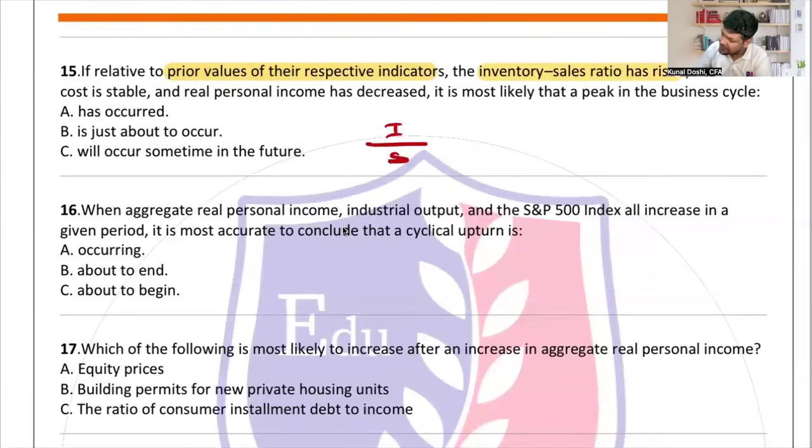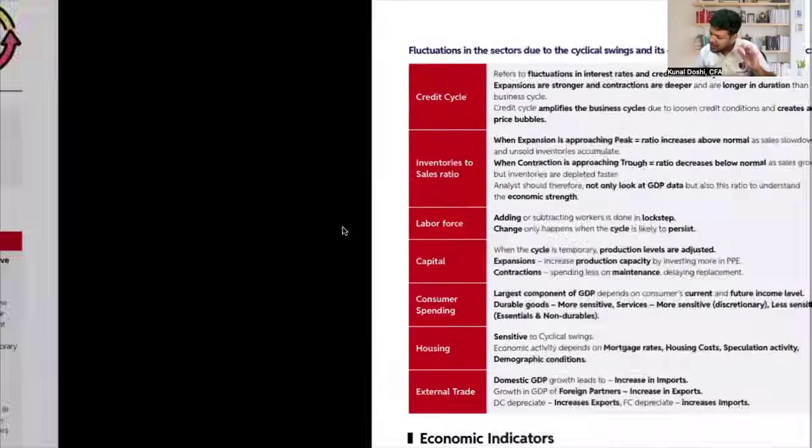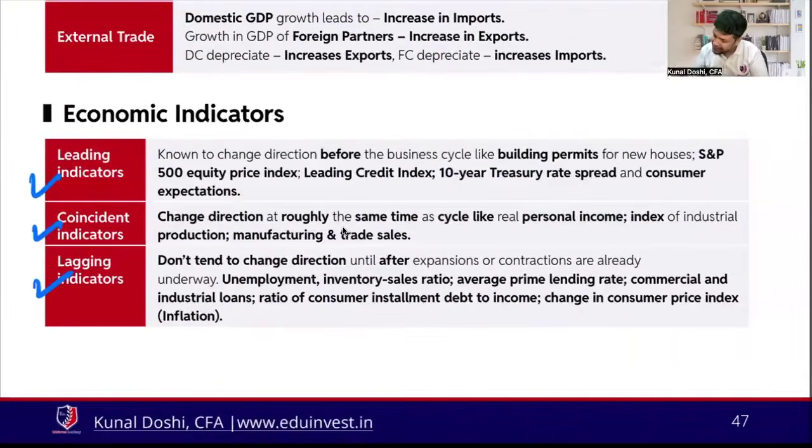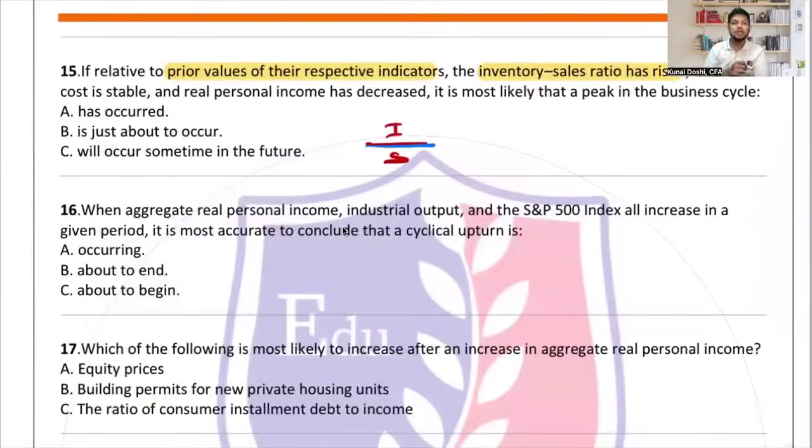If, relative to the prior values of the respective indicators, inventory to sales ratio, very interesting. Inventory over sales. First of all, tell me, is it a leading or a lagging indicator? Inventory to sales. Just for your information, if you notice here, do you find somewhere inventory to sales? It's a lagging indicator. Understood? Everyone? Yes, very good. Nice. So it's a lagging indicator.